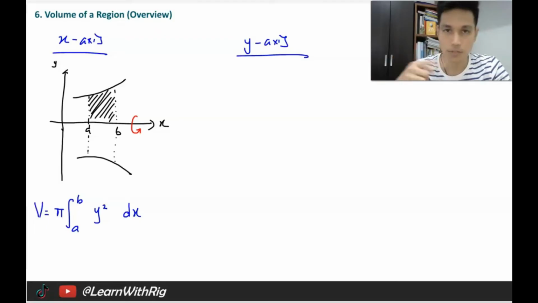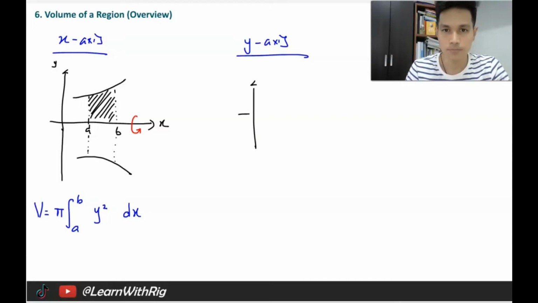So previously, let me recap, for area it was only A to B and then y dx, if it's about the x-axis. For volume you must square y and you must multiply by pi. Okay, clear? Now what about when it's rotating around the y-axis?